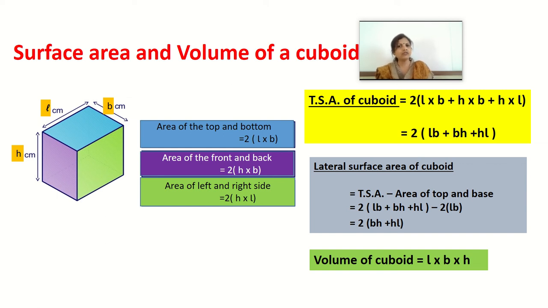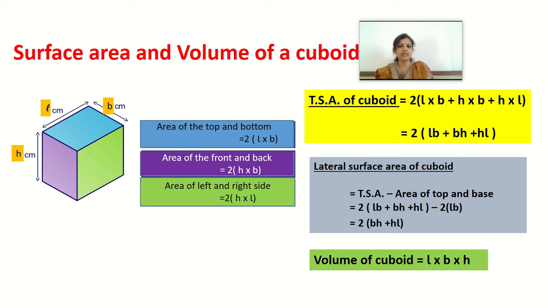There is one more method to find out lateral surface area of a cuboid, and that is the total surface area of a cuboid minus area of top and the base. So this way also you can calculate, and lateral surface area will be equal to 2(BH + HL). Then comes the volume of a cuboid. So volume of a cuboid is equal to L into B into H. So again 3 formulas you have to keep in mind.